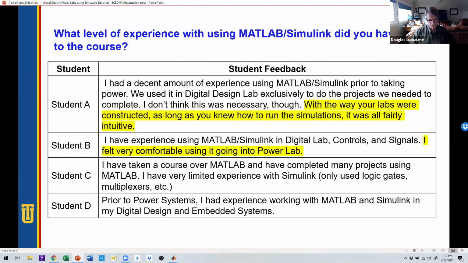So we got a little bit of feedback from the students. And one part of the feedback was what was the level of experience in their prior use of MATLAB and Simulink, and all of them through several courses, Digital Design Lab, controls, signals, embedded systems, they've all had and were comfortable with using MATLAB and Simulink.